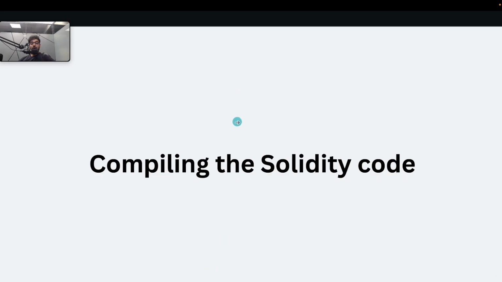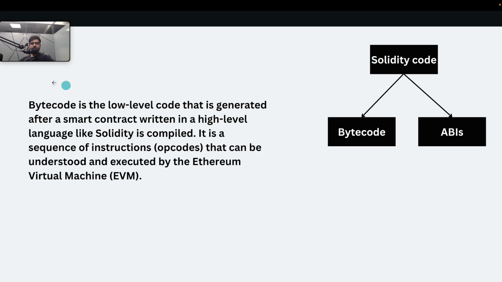Question is, what happens when you compile the Solidity code? What format does it get converted into? Bytecode is the low level code that is generated after a smart contract written in a high level language like Solidity is compiled. When you take this high level code and call the Solidity compiler on it, it will generate two things for you. We will come to the second thing. But the first thing it generates is this bytecode. A bunch of code in bytes. That is what bytecode is. A bunch of code in the form of zeros and ones.